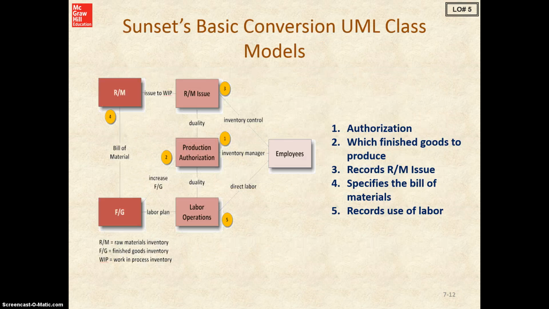So, Sunset's basic conversion UML class model. Right here, number 1 is production authorization. Number 2, which finished goods to produce. Number 3, record raw material issue, part of our inventory control. Number 4, specifies the bill of materials. And number 5, records use of labor.